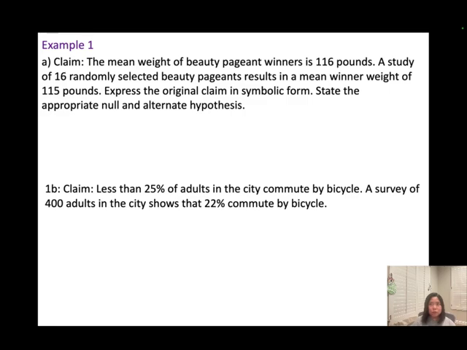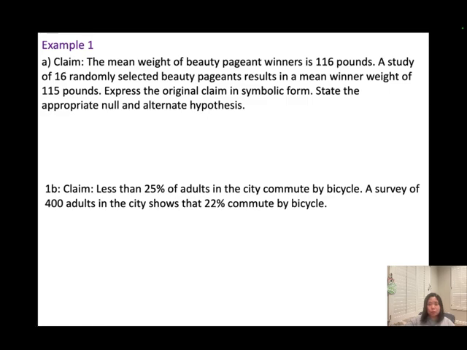Hypothesis testing. The first thing you need to do is know how to state the null and alternate hypothesis. Let's try on this example. The mean weight of beauty pageant winners is 116 pounds. A study of 16 randomly selected beauty pageants results in a mean winner weight of 115 pounds. Express the original claim in symbolic form and state the appropriate null and alternate hypothesis.